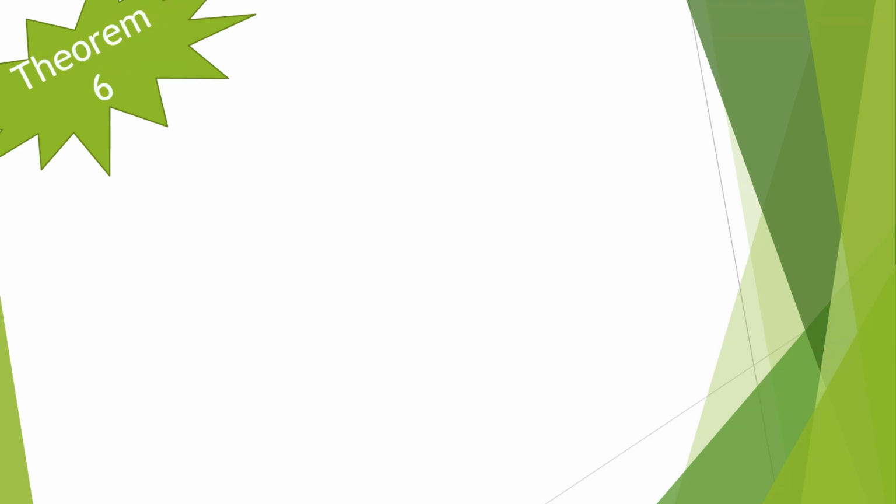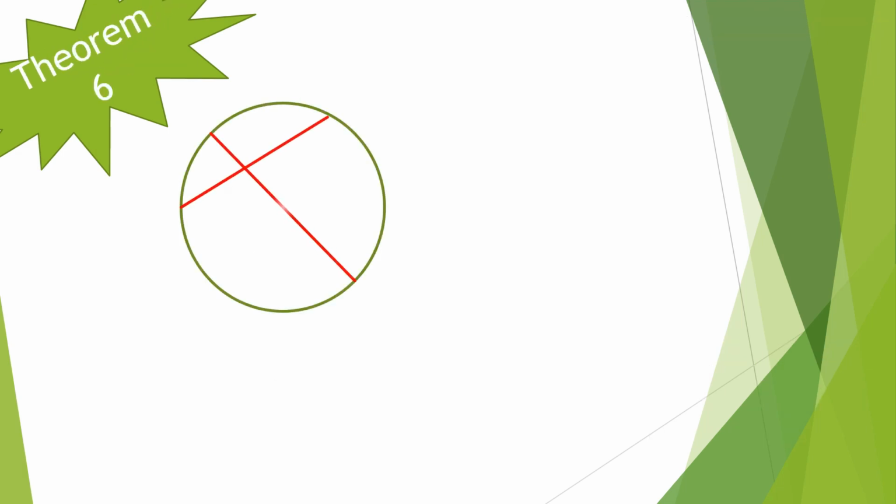How about theorem number 6? We have here a figure. Starting in theorem number 6, we are going to get the length of each segment. From theorems number 1 to 5, we talk about angles, so the answer should be in degrees. This time, theorem 6 to theorem number 9 will be about length of segments.